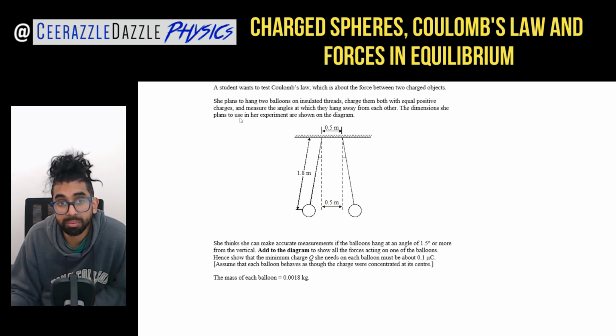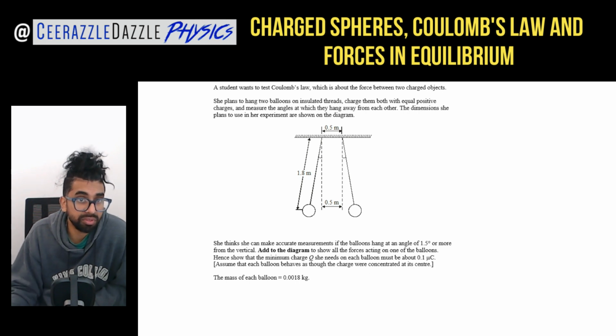The dimensions she plans to use in her experiments are shown in a diagram. So there we go, the two balloons over here. She thinks she can make an accurate measurement if the balloons hang at an angle of 1.5 degrees or more from the vertical. Add to the diagram to show all the forces acting on one of the balloons, and hence show that the minimum charge Q she needs to have on each balloon must be 0.1 microcoulombs, assuming that each ball behaves as though the charge were concentrated at its center.